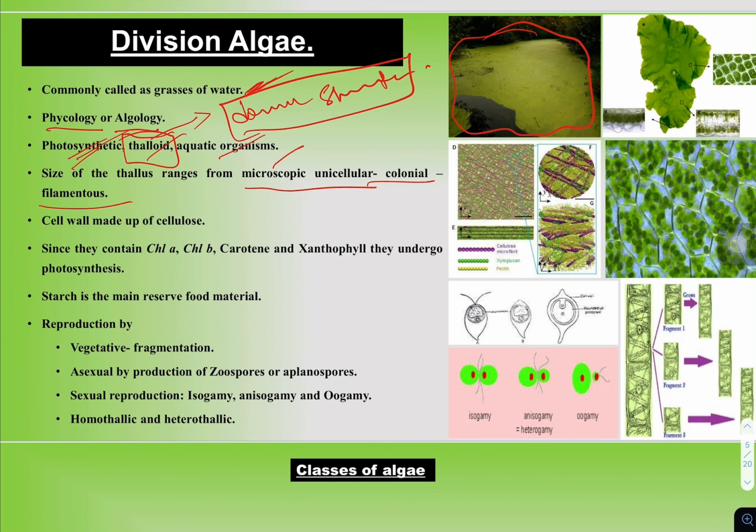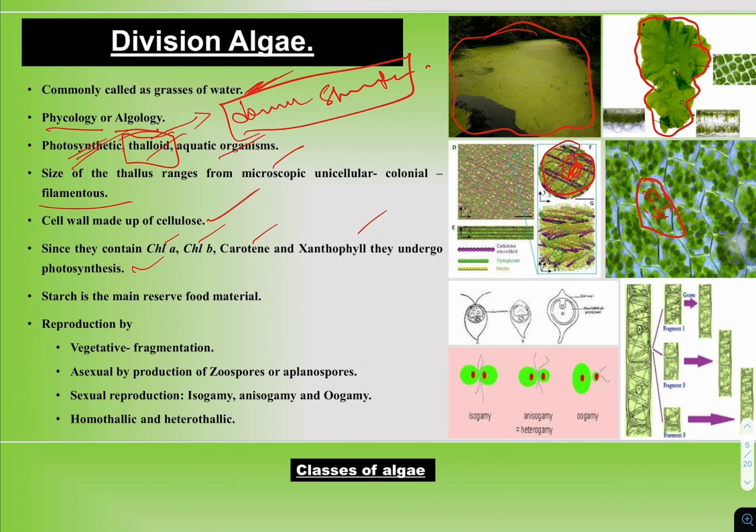There are a number of unicellular algae that live in close association, like Volvox. Next, their cell wall is made up of cellulose. Since they contain various pigments, chlorophyll A, chlorophyll B, carotene and xanthophyll, they undergo photosynthesis. See here, this is the chloroplast. Within the cell we can find a number of chloroplasts containing chlorophyll. And this one is the cell wall made up of cellulose. So this is the thallus.